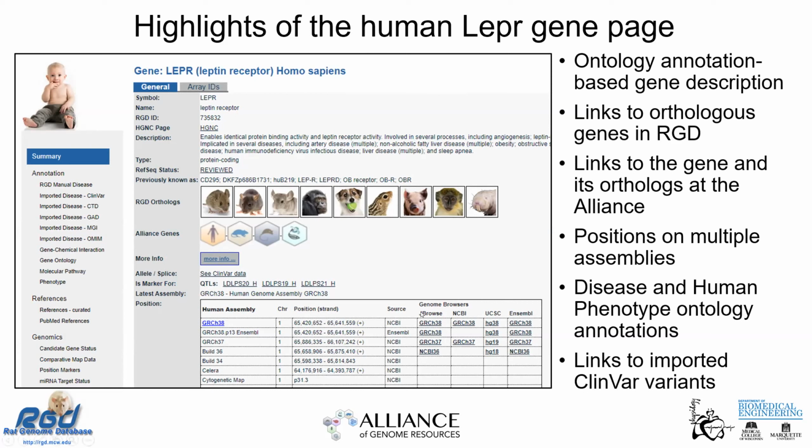Then there's positions on multiple assemblies, which could be of interest to the clinicians, because as we understand it, a lot of the clinicians are still using build 37. And so we still have the build 37 and also build 38 positions, both from NCBI and from Ensembl. And then we've got disease and human phenotype ontology annotations. And then I mentioned the links to the imported ClinVar variants.